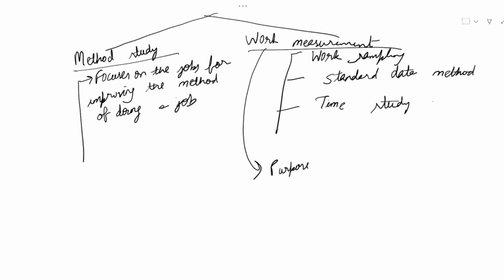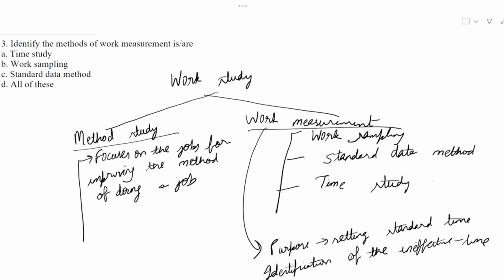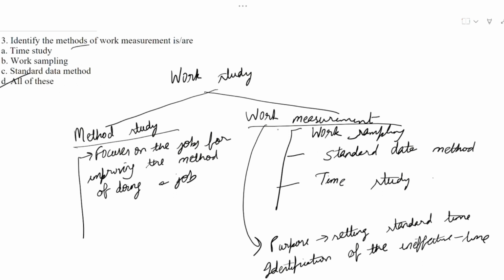But work measurement, its purpose is setting standard time and identification of the ineffective time. So here the correct option is all of this: time study, work sampling and standard data method.